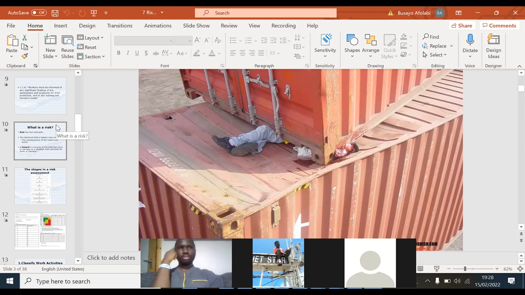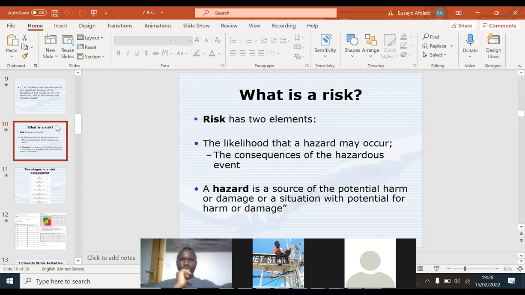Assuming the helmet will have made a difference, that the helmet would have saved him, would him not wearing the helmet be a hazard? Yes, it would be a hazard. Him not wearing a helmet is a hazard.